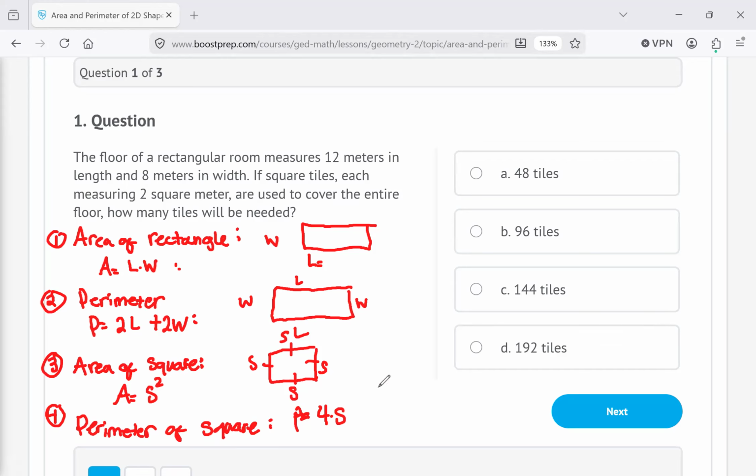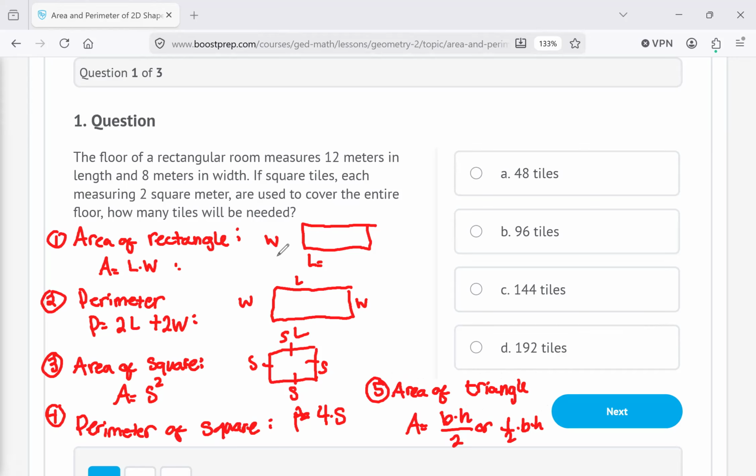And then the last one is a triangle. Okay, so area of a triangle. Area equals base times height all over 2. Some of you might have also seen it as 1/2 times base times height. It's the same thing as this. So base times height all over 2 or 1/2 times base times height.